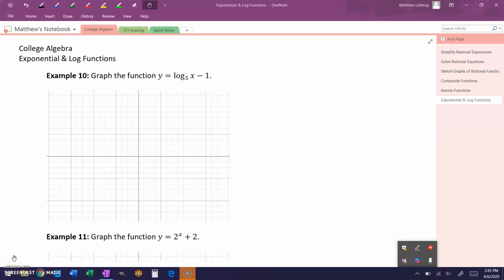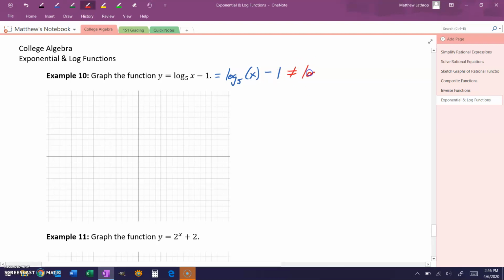In example 10, we have a problem that can be a little bit tricky if we're not paying close attention to how this is written. What we would want to make sure we're noticing or keeping in mind is that what this expression is really stating is that we're taking the log base 5 of x, and then from that function we're subtracting 1. That is not the same thing as the log base 5 of the quantity x minus 1. Those would come up with two values, and in one case we would have a shift down, whereas in the other case we would have a shift to the right.